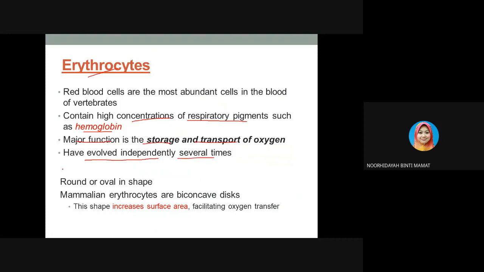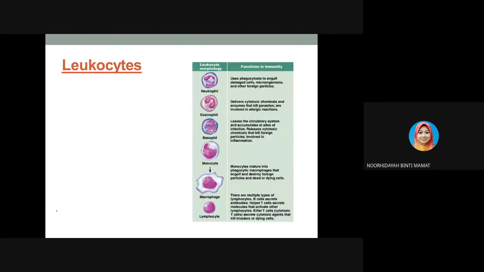So the morphology of the erythrocytes, they have a round or oval shape. And for the mammalian erythrocytes, they are biconcave discs, and this shape increases the surface area, facilitating oxygen transfer. So this is the morphology of the erythrocytes in mammals and also in other organisms. So just now we were talking about the red blood cells.